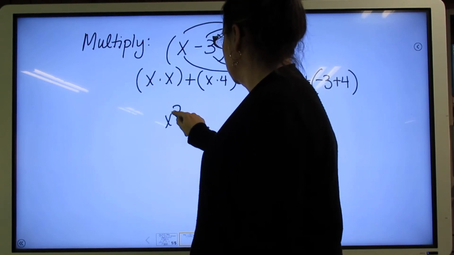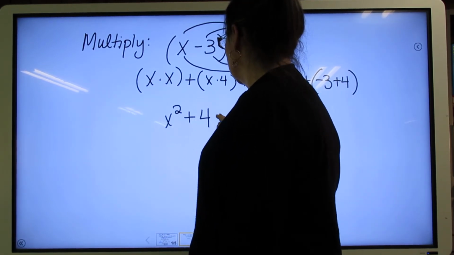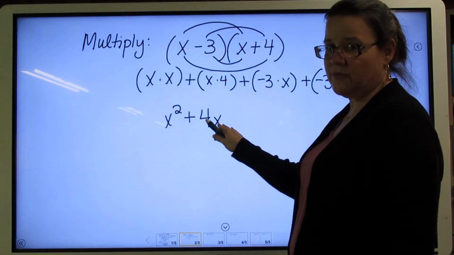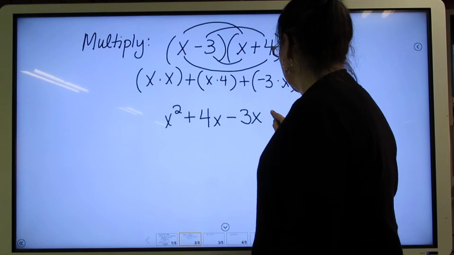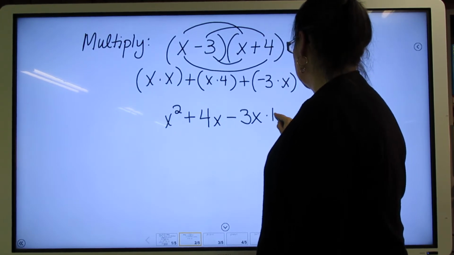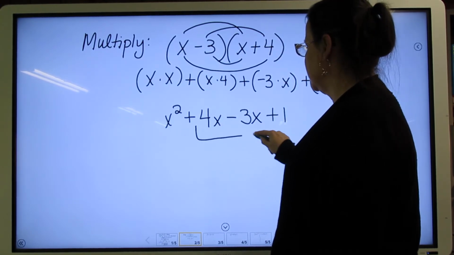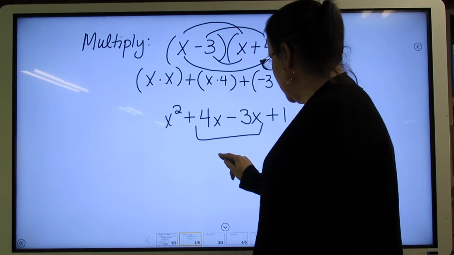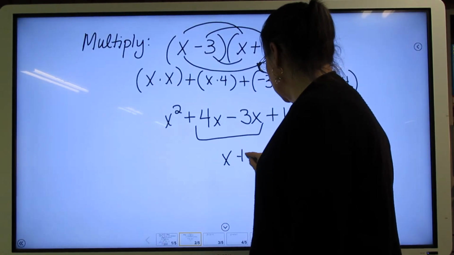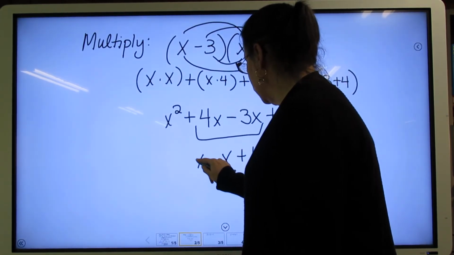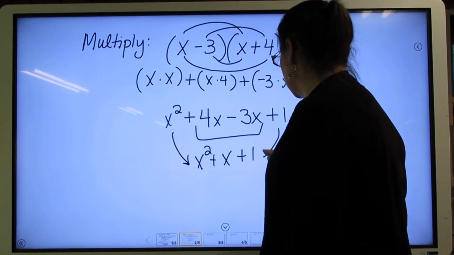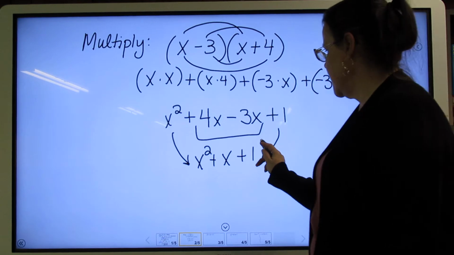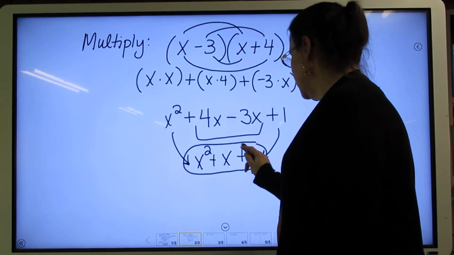X squared plus 4x. Always the coefficient before the variable. Minus 3x plus 1. Then combine the two in the middle, and I believe we get an x. And then bring down the other two on the side. There's nothing to combine them with. And then this would be your final answer.